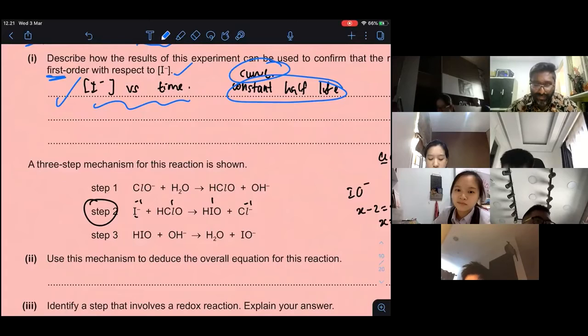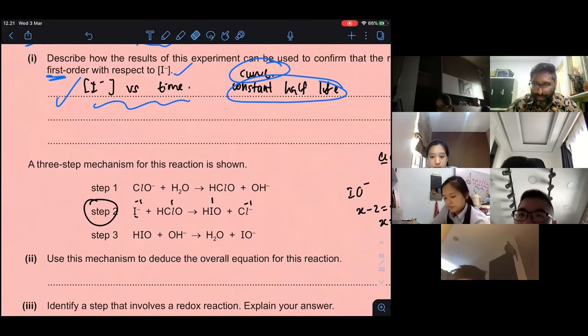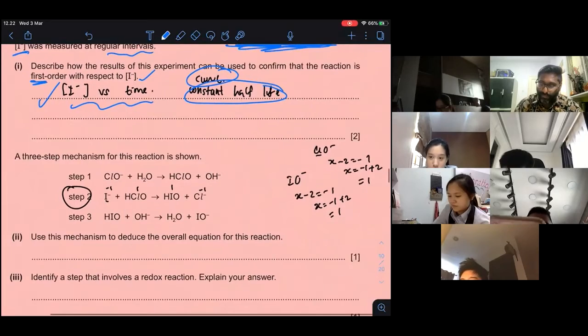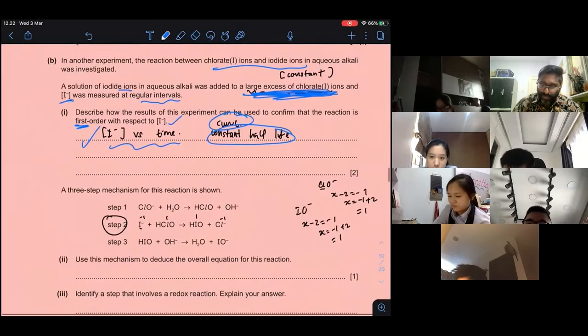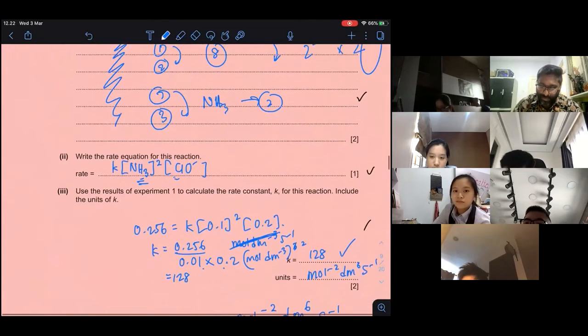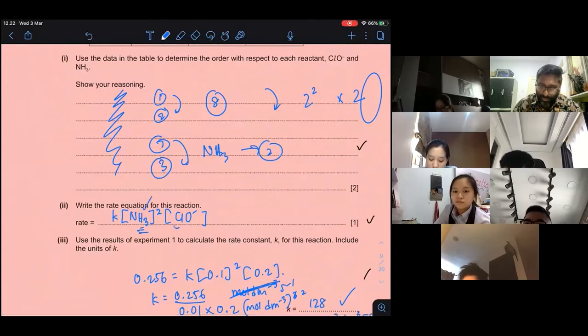This one is quite easy because they don't ask you to find out which one is going to be the slow step. The slow step is the one that we use to tell what is going to be involved in the rate equation and so on. But roughly, if I ask you to suggest the slow step for this reaction, you can suggest it, because we know the rate is going to be related to ammonia and then related to ClO minus.